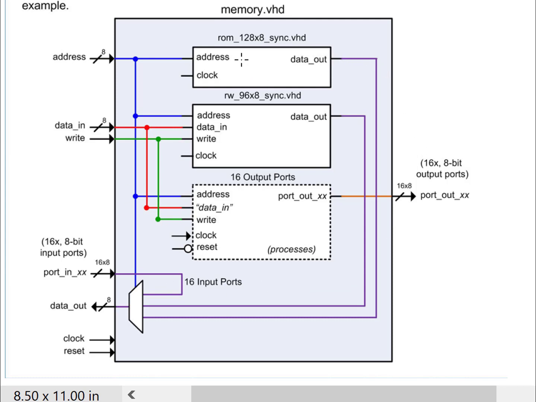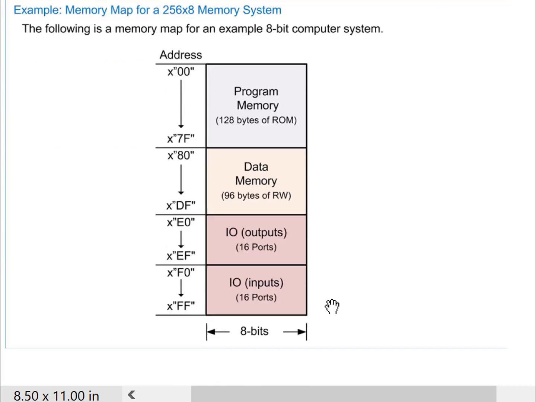The way you implement it is the program memory is implemented as a component. So it's going to be called ROM underscore 128x8 sync. And then you're going to implement the data memory using a read-write memory. Then again, the output ports are 16 processes, which can sit at the same level as the two component instantiations within the memory. When you implement this, what's important is that the memory map has already been created for you.